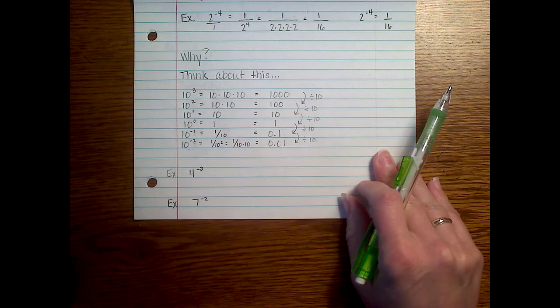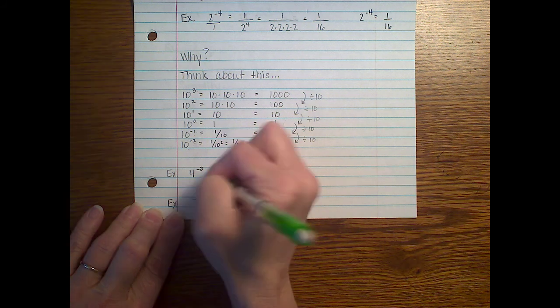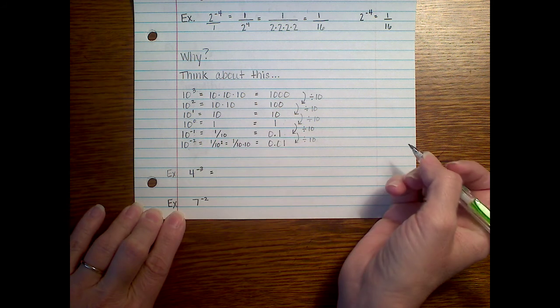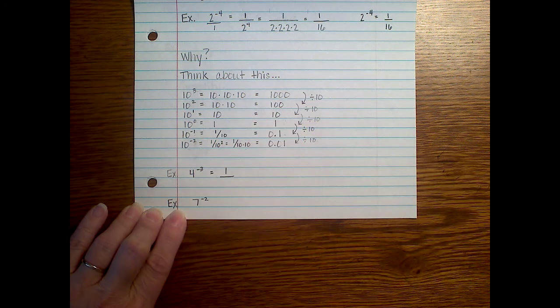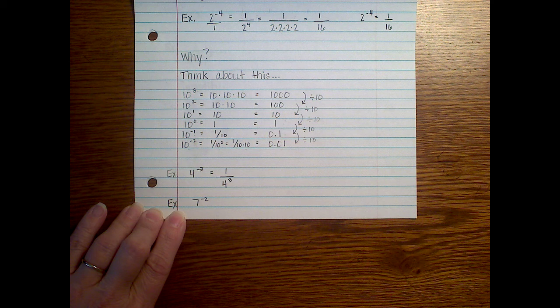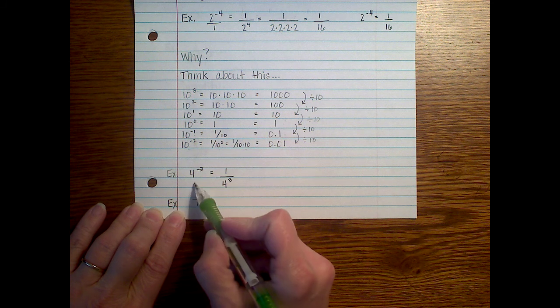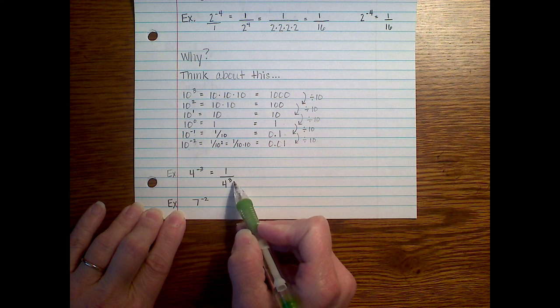So let's look at some examples. We're just going to change this into a positive exponent. We don't really have to solve it right now, but we're just changing it. So 4 to the negative 3 power means I'm going to take my 1, that's automatically the numerator, automatic, okay? And I'm going to bring my 4 and my exponent down, but I'm going to make it positive. So 4 to the negative 3, I'm flipping it to the denominator, so it becomes a positive 3.